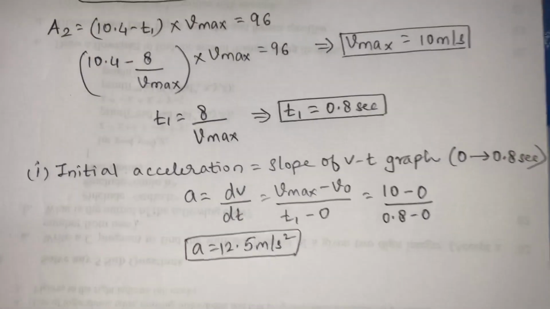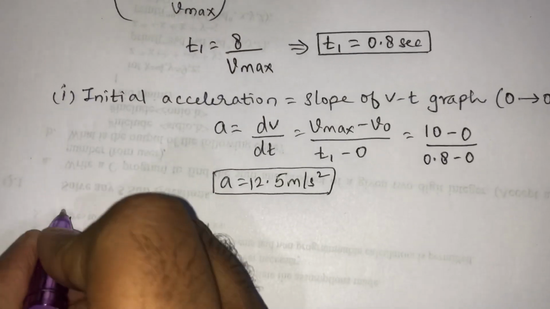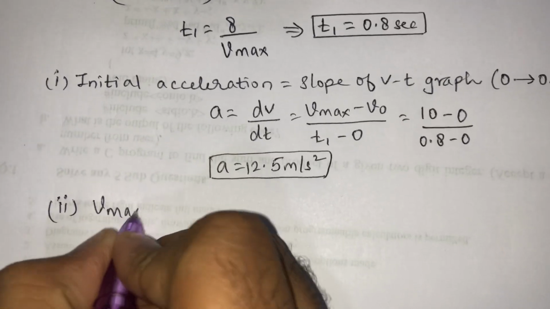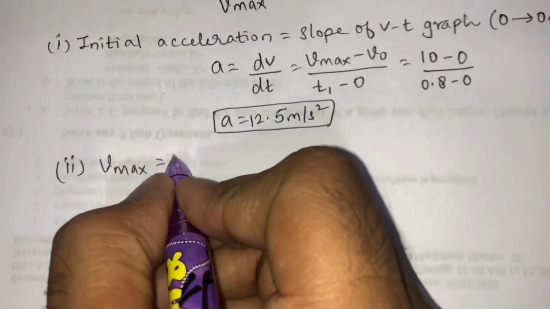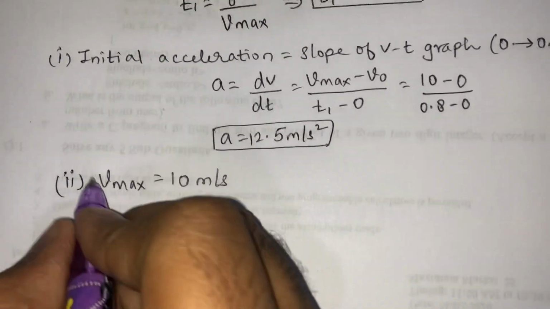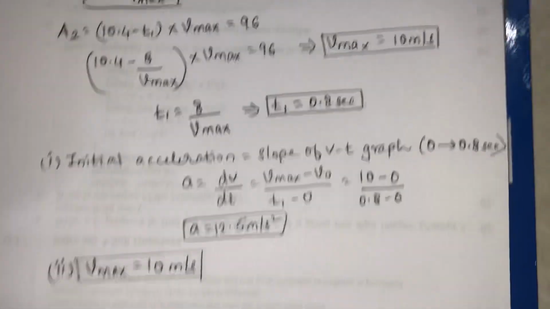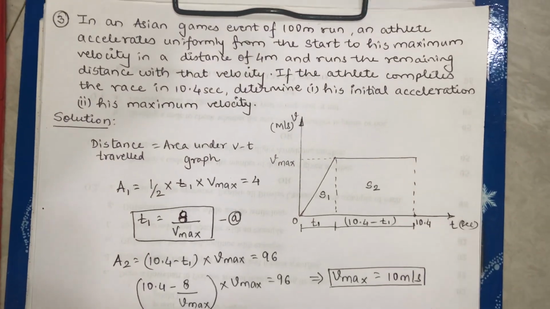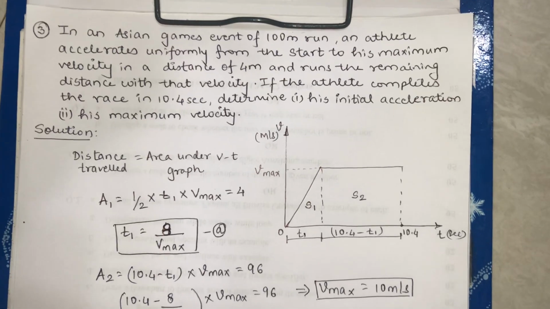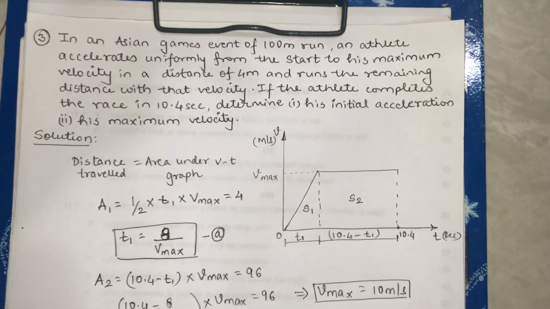Similarly, the next part of the problem asks for his maximum velocity, which we have already determined. What is the maximum velocity? V max is already 10 meters per second. So with this, you know the answer to the second part of the question. I hope you understood the question. This question can be done in a graphical pattern as well. We have used it with the help of a small graph diagram. Thank you so much.